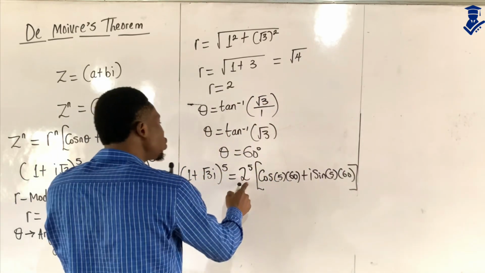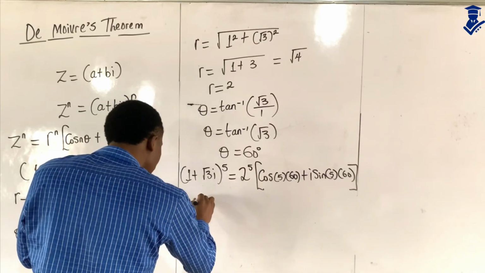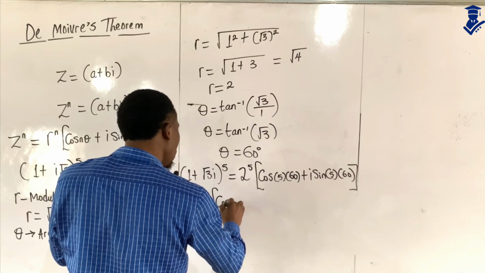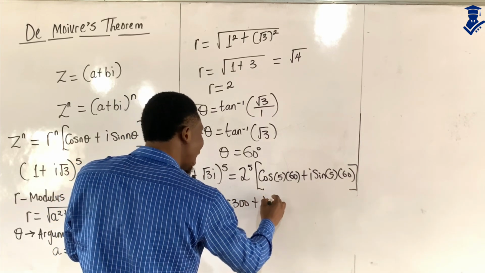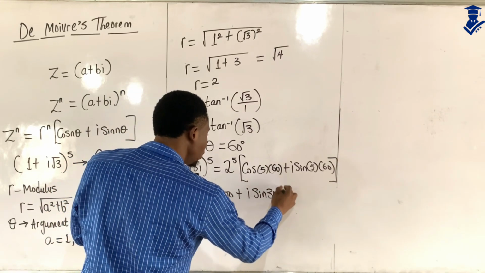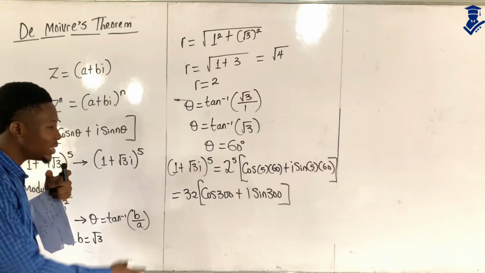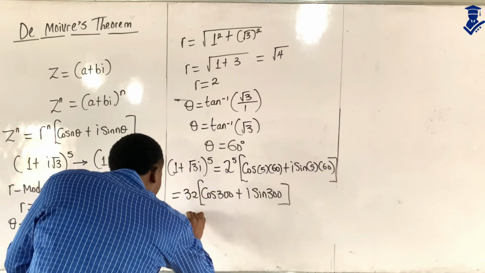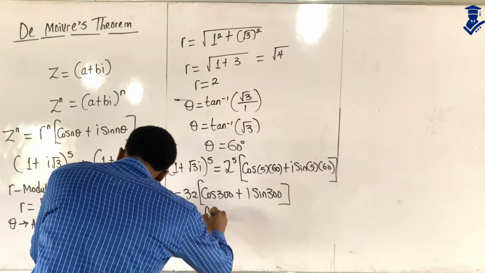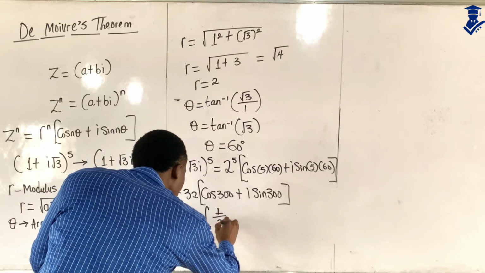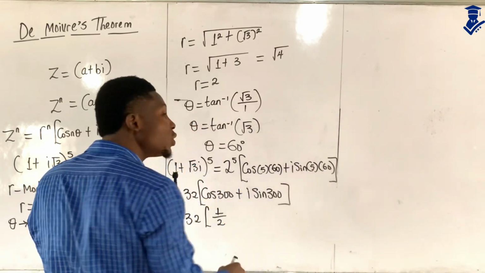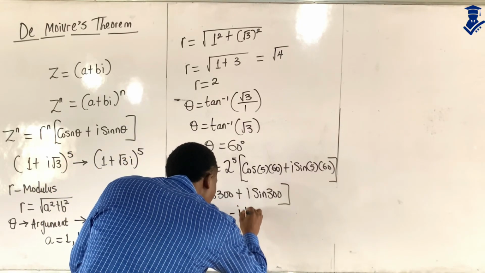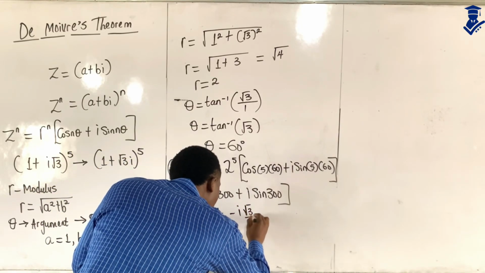So this is going to be equal to 2 to the power of 5, which gives us 32, into brackets. Now 5 times 60 gives us 300, so that will be cos 300 plus i sine 300. Now you can see we are very close to the answer. So what is cos 300? Cos 300 is 1 over 2. Now what is sine 300? Sine 300 is minus root 3 over 2. So this is going to be 32 into bracket 1 over 2 minus i root 3 over 2.